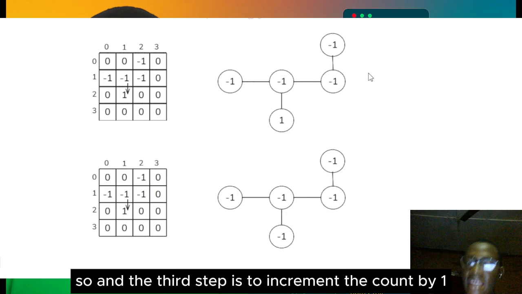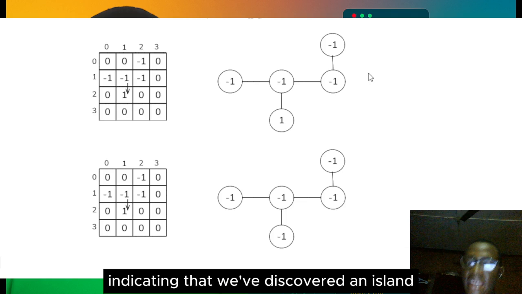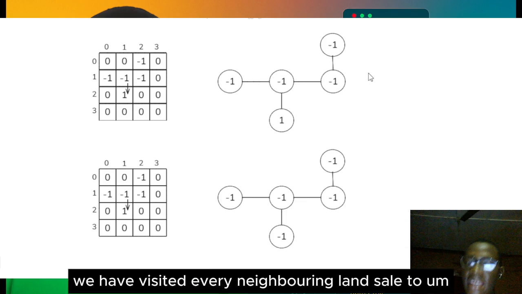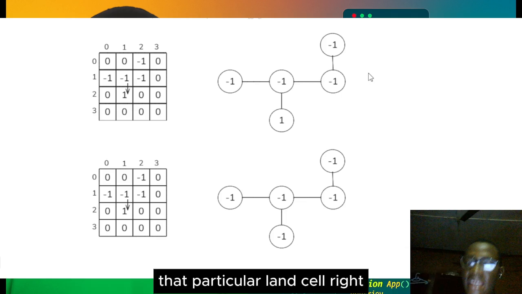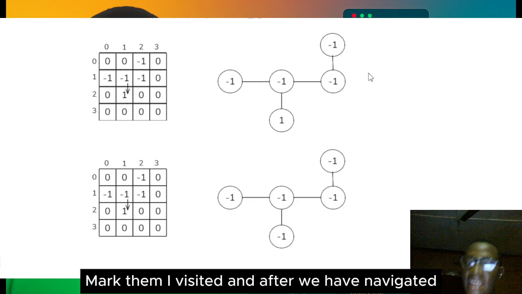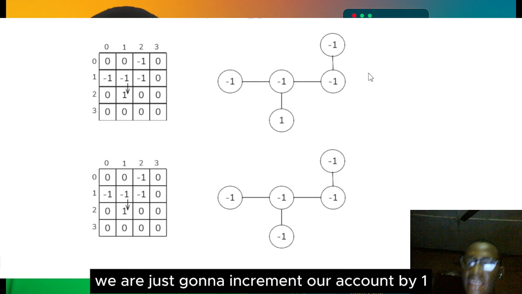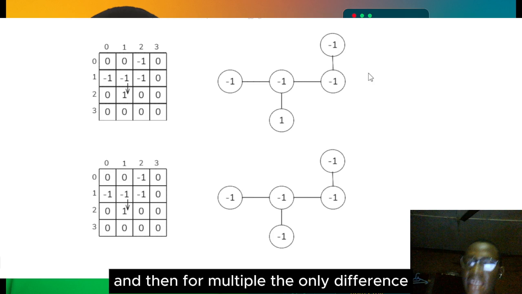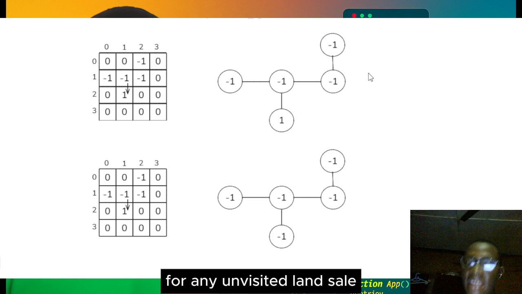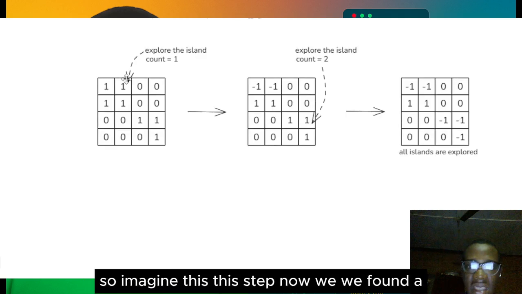So we mark the land cell as visited, try to visit its neighboring land cells, and mark them as visited. And the third step is to increment the count by 1. So the island count should be incremented by 1, indicating that we've discovered an island. That is after we have navigated through all the neighboring land cells and there are no more neighboring land cells, just like in this case. And then the only addition for multiple islands is that we keep searching the matrix for any unvisited land cell until we find one. Then we repeat the steps again. So imagine this step now.